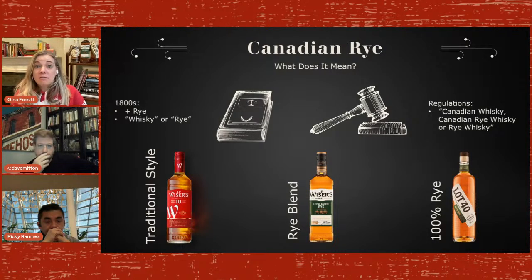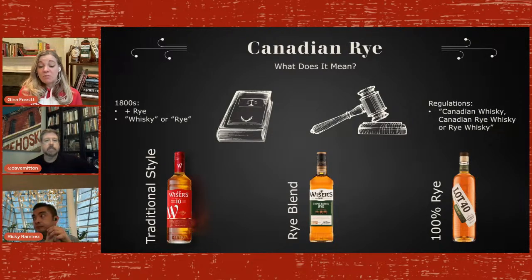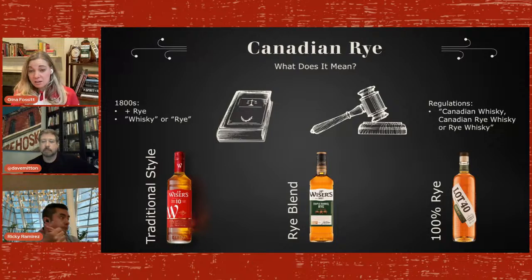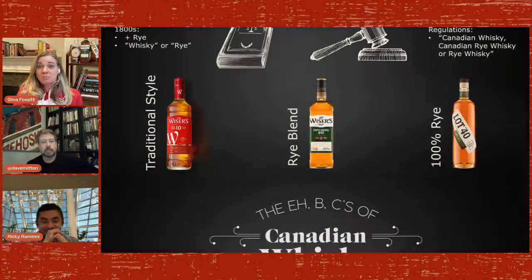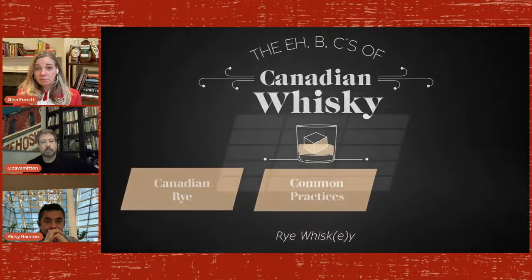What we just tasted, triple barrel rye, that is a rye blend, but very rye forward. And then we're also going to taste later on lot number 40, which is 100% rye. So it is one of those distillates that is being produced at the Hiram Walker Distillery. So very different styles throughout Canada. And of course, there are more styles than just this, but this really shows you the breadth and the scope of rye in Canada. It can mean so many different things.